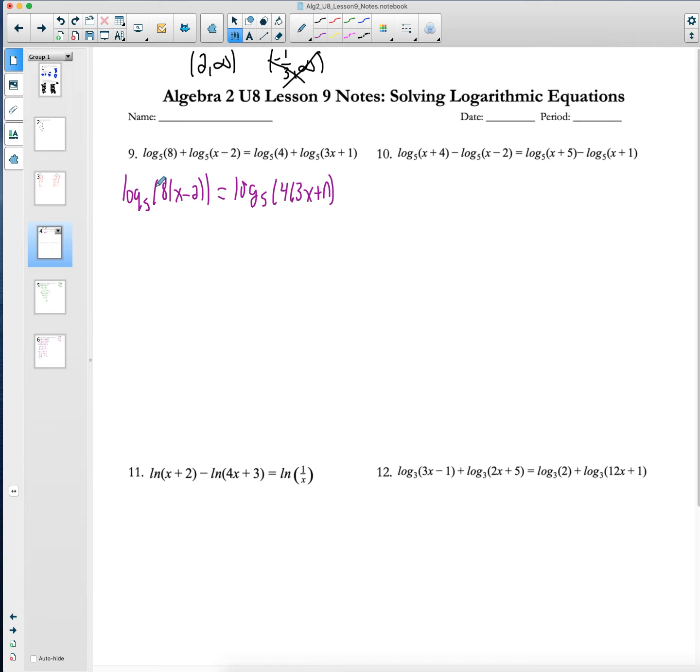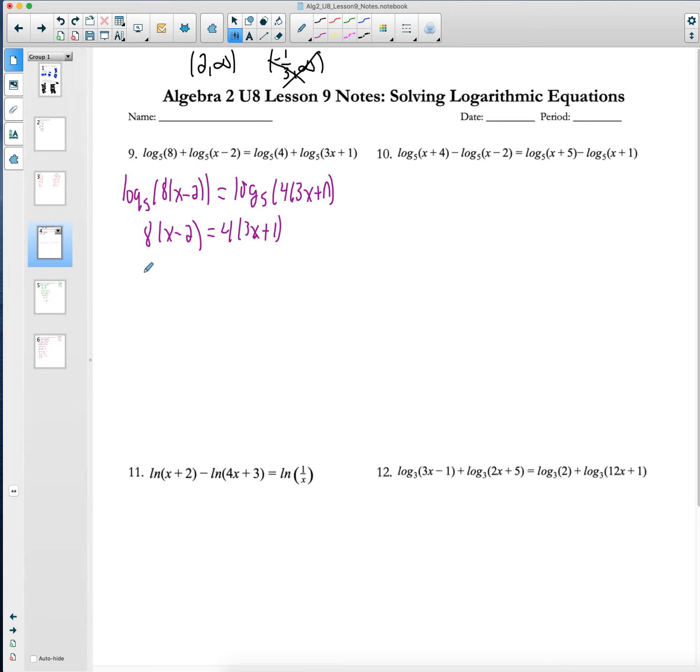Now, just like with exponents, if I have log base 5 of something equals log base 5 of something, those two somethings have to be equal in order for the equation to be equal. So that means 8 times x minus 2 has to equal 4 times 3x plus 1. And there's our linear equation.